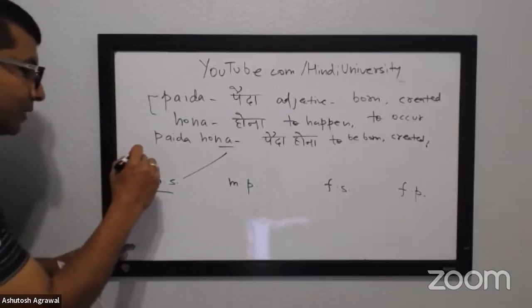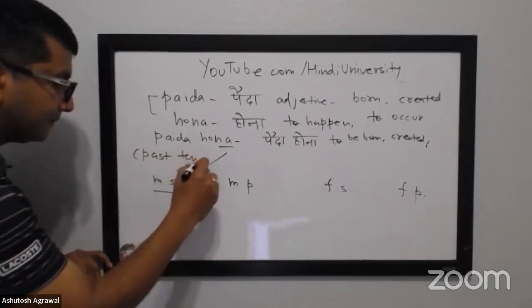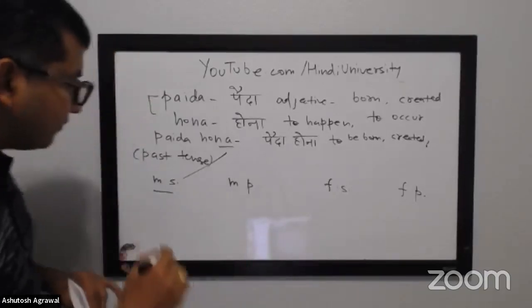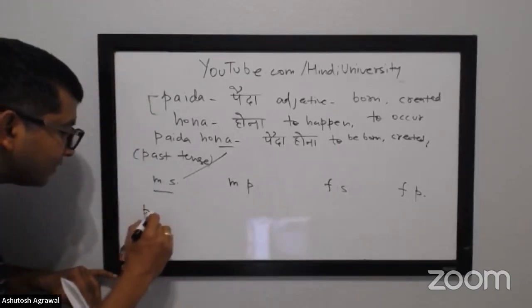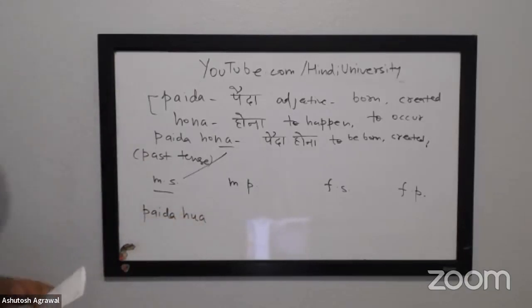And again, we're talking about basically past, simple past tense. पैदा हुआ, born. Very good. Okay, give me one minute. I think it should be my spot. Okay, so it would be पैदा हुआ. Beautiful, right? So you have पैदा हुआ.